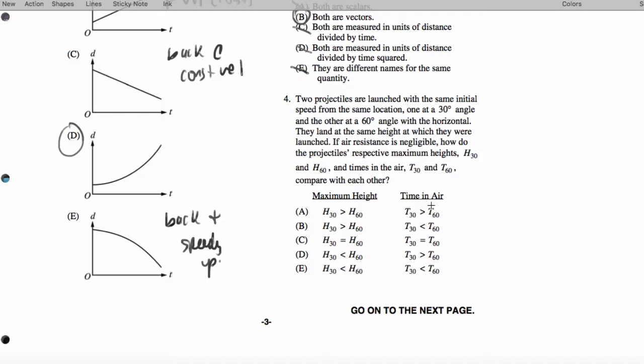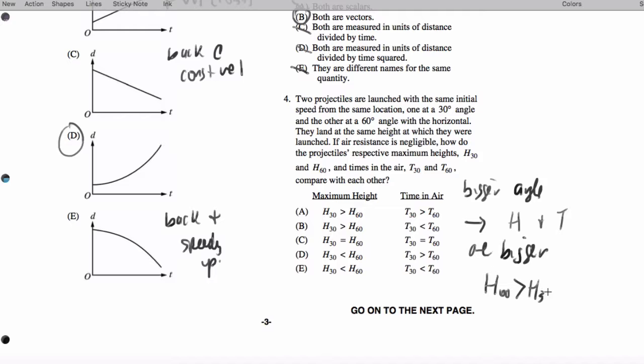All right. Two projectiles will launch with the same initial speed, but they have different angles. So I'll just tell you right now, the larger the angle, the larger the hang time, and the larger the height. So bigger angle implies bigger height and bigger hang time. It does not necessarily imply bigger range. So what that means is H60 is going to be bigger than H30, and T60 is going to be bigger than T30.